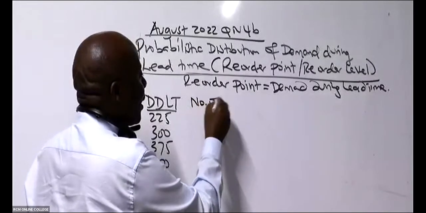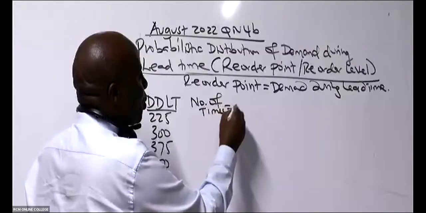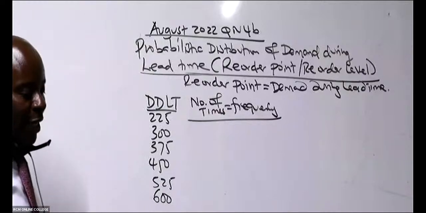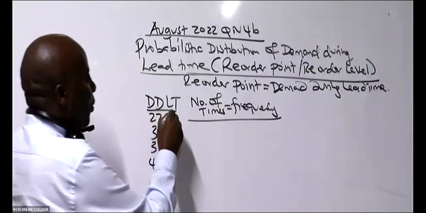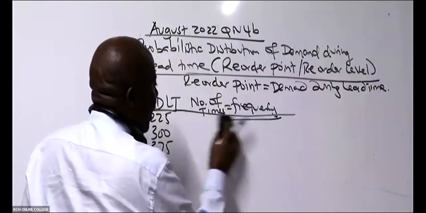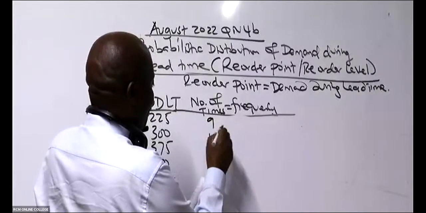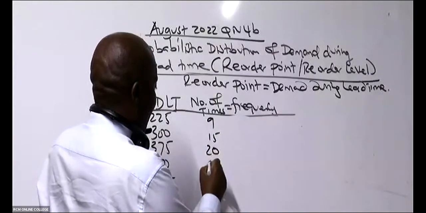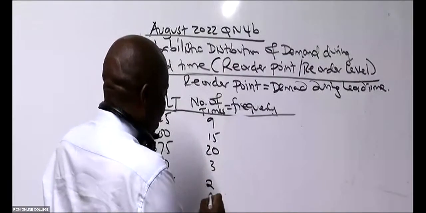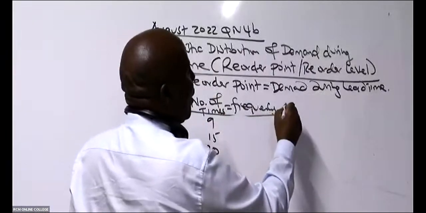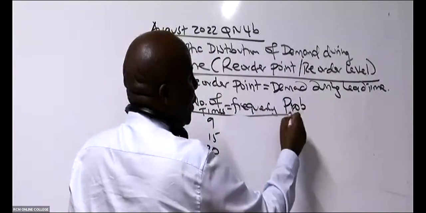And then they have given me the number of times, which is also known as frequency. What do we have, my great students, as number of times? The first one there is 9, 15, 20, 3, 2, 1. Giving us what total? 50, isn't it?